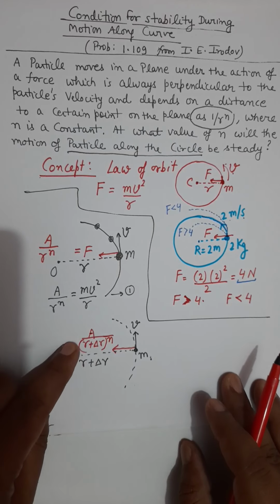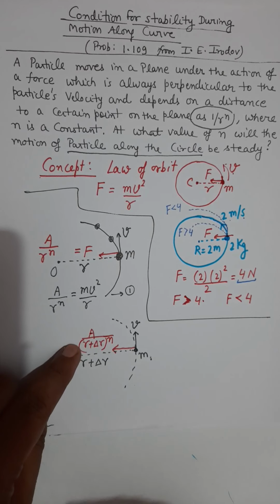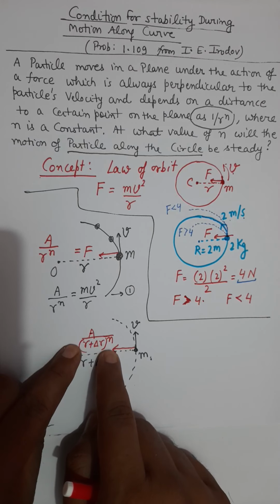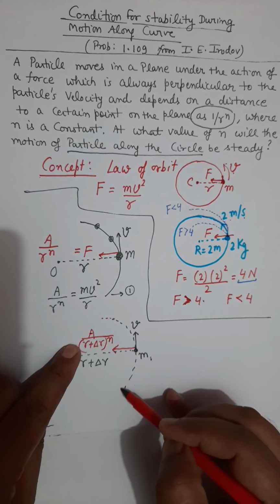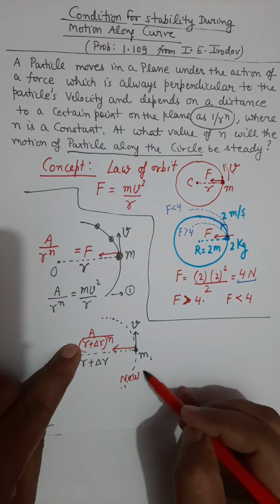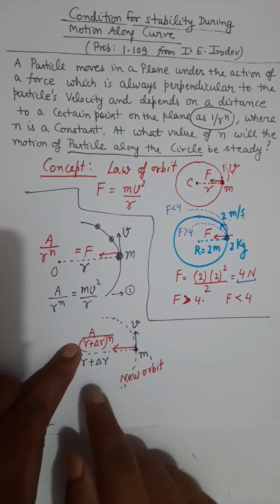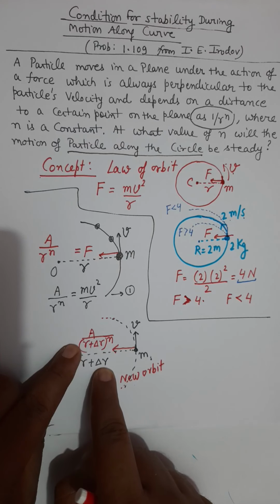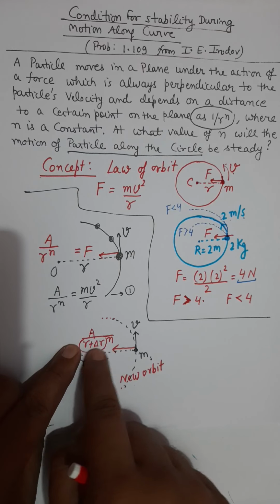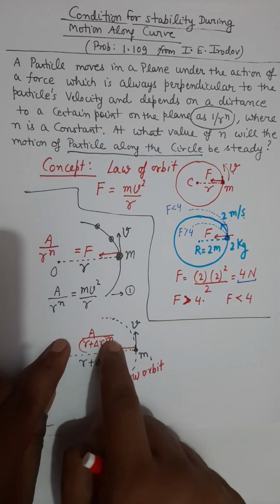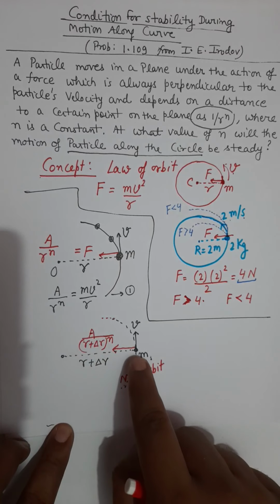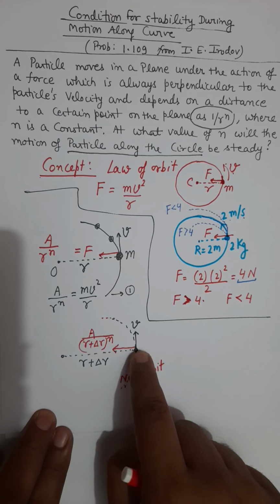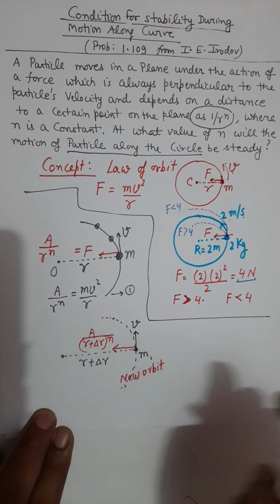Now remember, if this force, which is A over r plus delta r to the power n, is equal to the required centripetal force of the new orbit, remember our new orbit is of larger radius. It has a radius of r plus delta r now. So if this modified value of force is equal to the new required value of centripetal force, then the particle will continue to move on this new orbit.